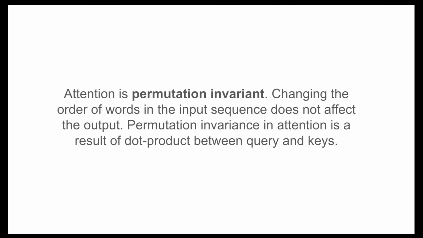So attention is permutation invariant. This is because if you change the order of words in the input sequence, it doesn't affect the output. Permutation invariance in attention is the result of the dot product between query and keys.